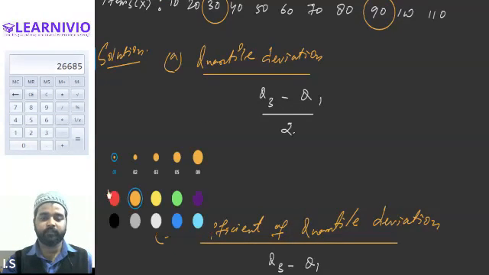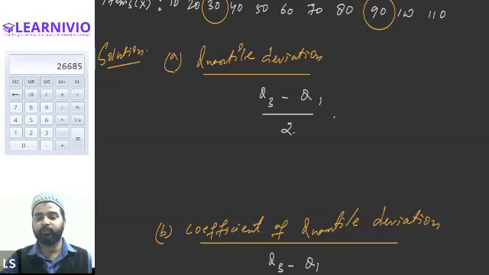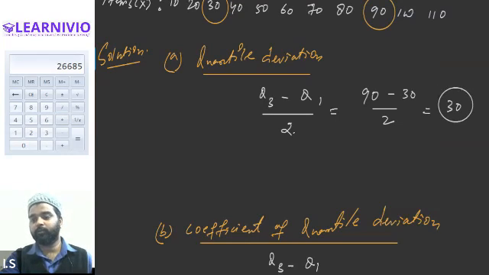So we will simply put these values into the formula, and we will calculate the quartile deviation. So 90 is the upper quartile, lower quartile is 30. 90 minus 30 divided by 2, we will get 30. This is our quartile deviation. Tell me, is this clear to you?